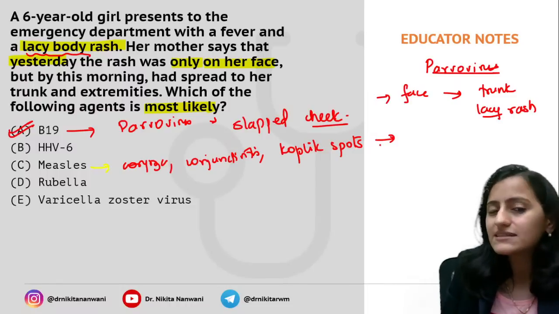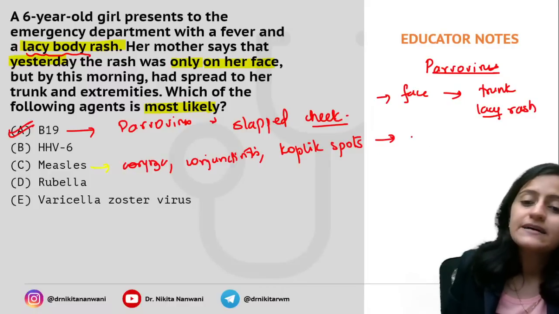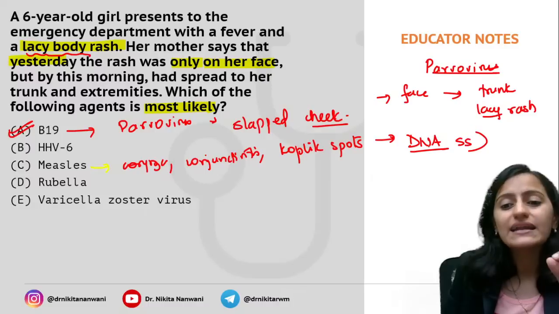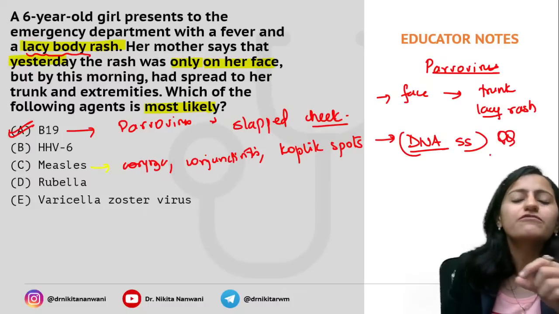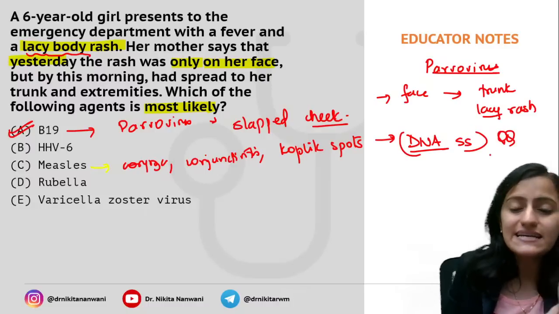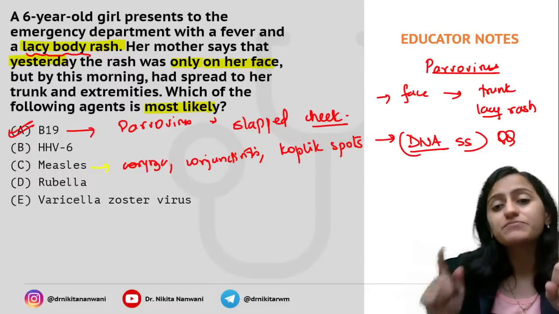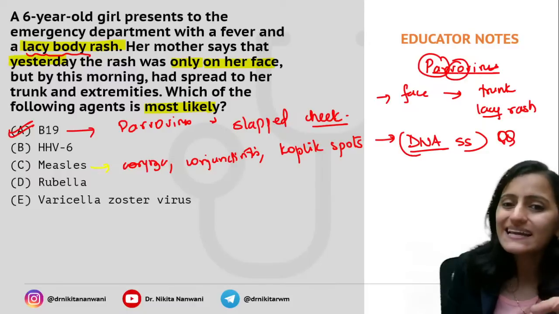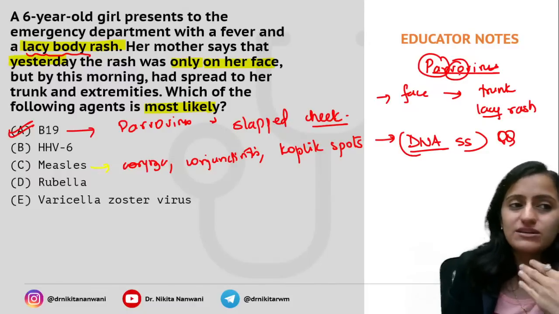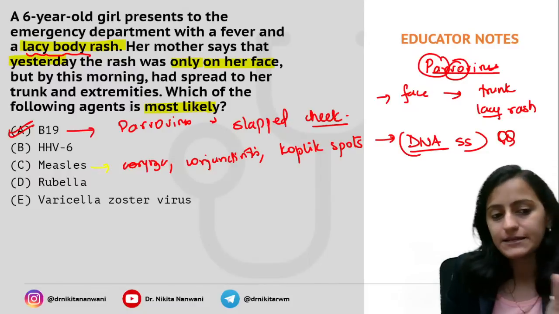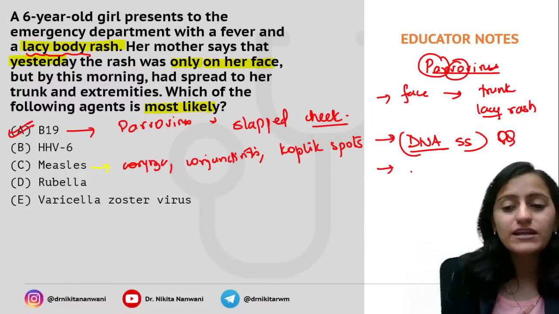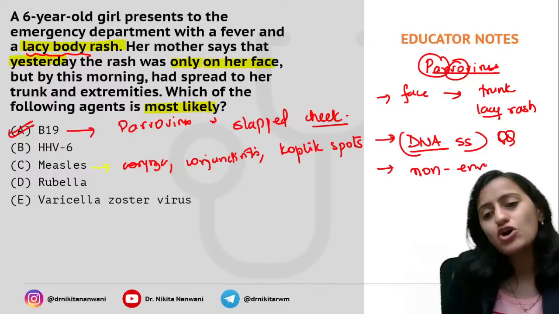We have seen the classification, the mnemonics. Remember, it's a DNA virus, single-stranded. That's the unique feature of Parvovirus. Remember that Parvo is DNA, Parvo is single-stranded. The rest of them are double-stranded DNA. Enveloped or non-enveloped virus? It is non-enveloped.